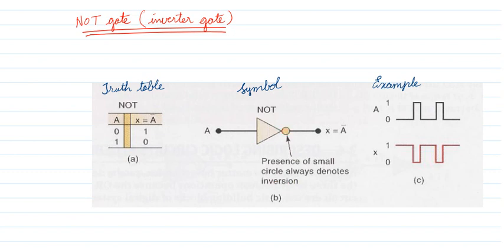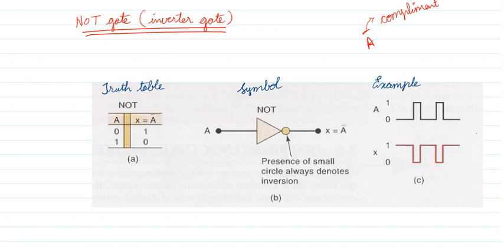This is called the NOT gate. This is the symbol of the NOT gate. If the input is A, output X equal to A bar. Bar indicates complement. What is the meaning of complement? If it is 1, it is 0. If it is 0, output is 1. That is called complement.